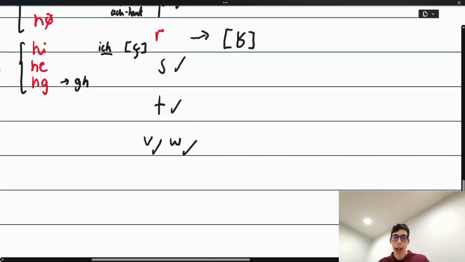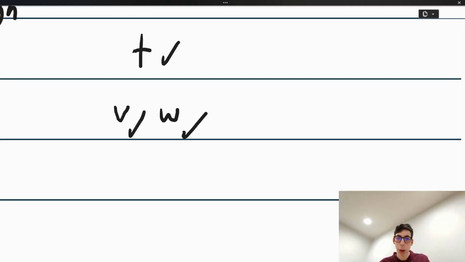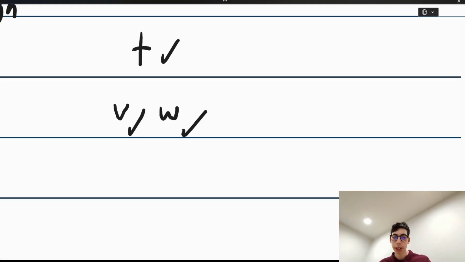I'm going to return now to V and W. V and W are pronounced the same way, so if you see one, you don't need to worry about how to say it. But if you hear the sound, you need to worry about how to write it down. Basically, if in doubt, it's the letter V. The letter W is pretty rare.